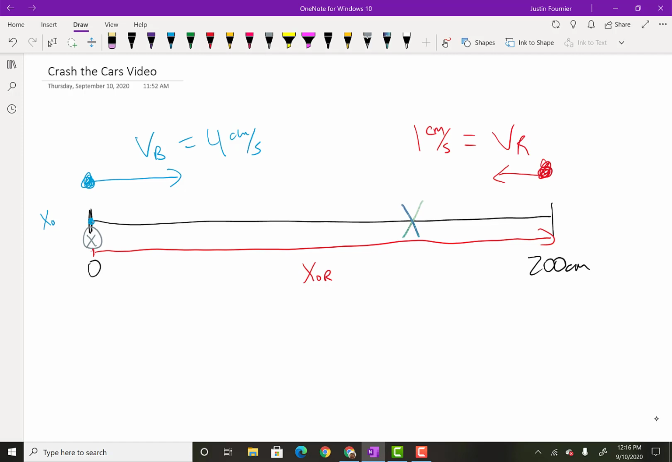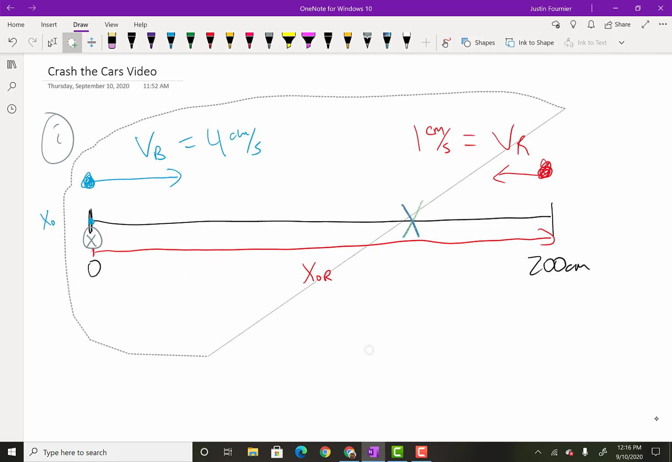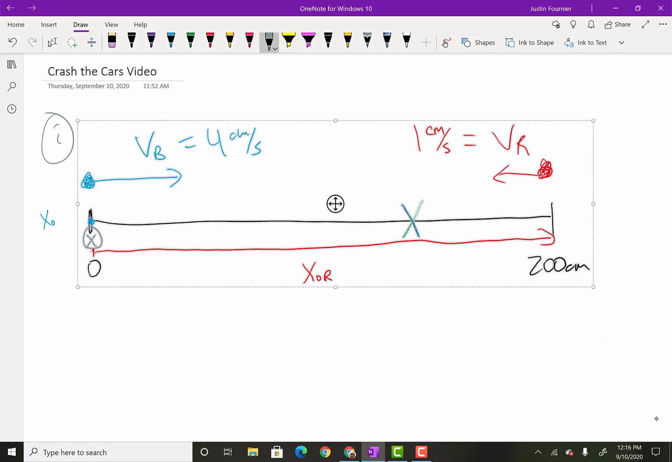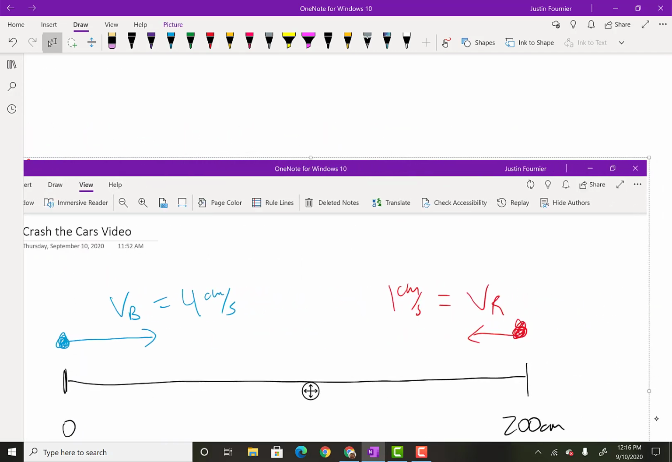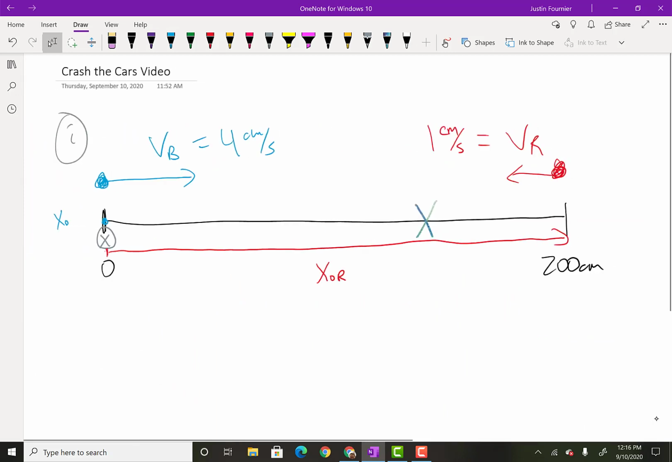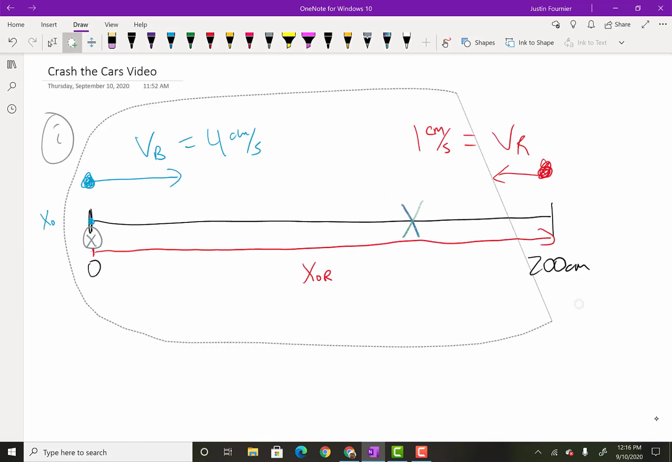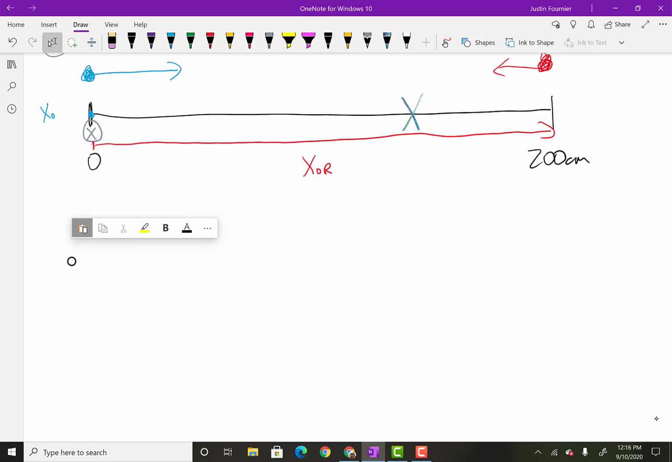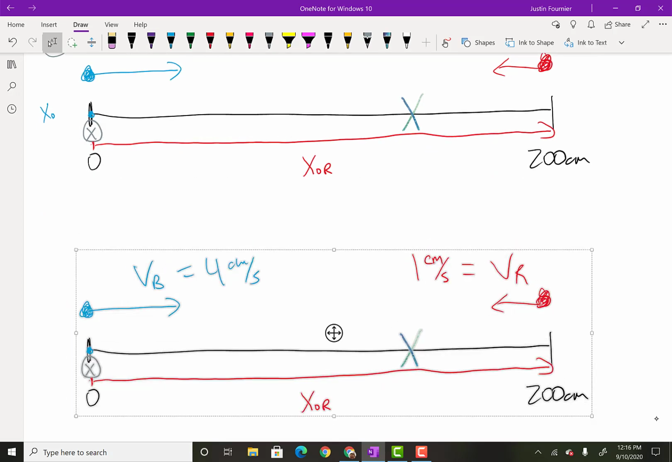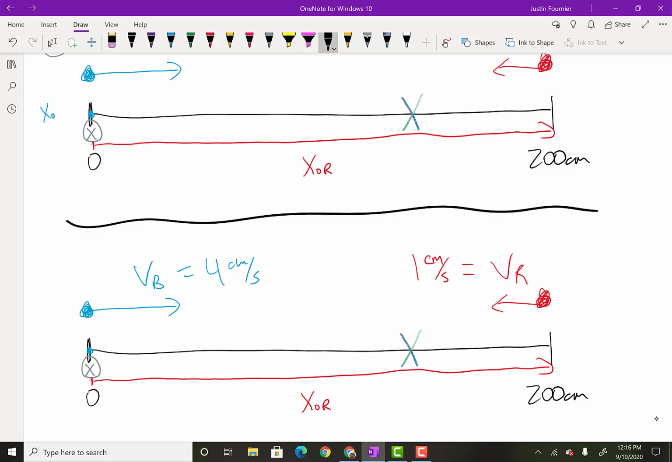All right. And then this is what I would consider my initial moment. So here's my initial moment, right here. And then I'm also going to want to establish my final moment. So that was my initial moment, and then this will be my final moment. Give it a bit of a space. So here's my final moment.